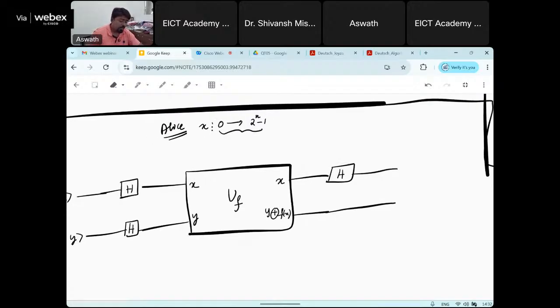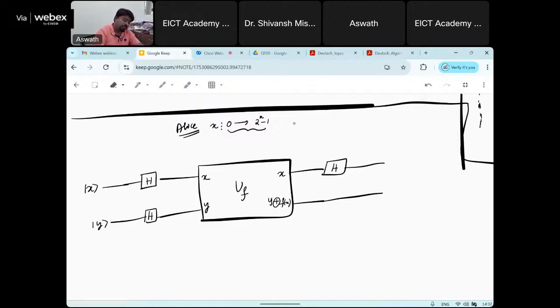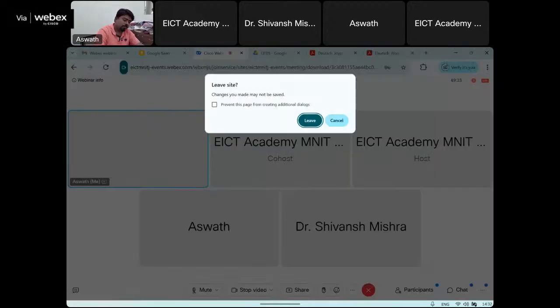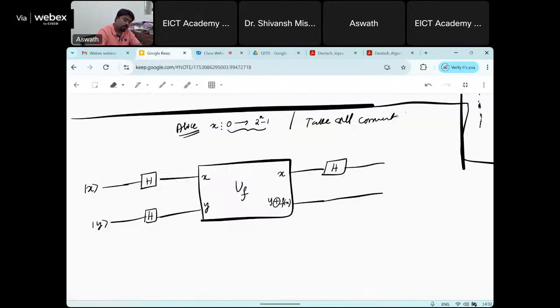We are saying take all the numbers, and convert them to a quantum state.